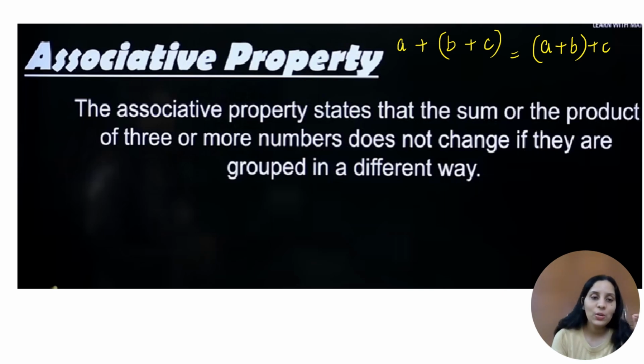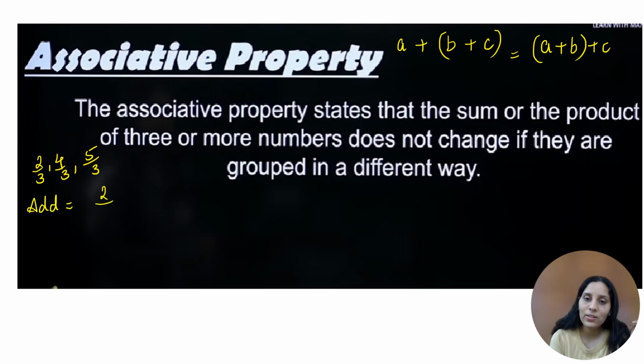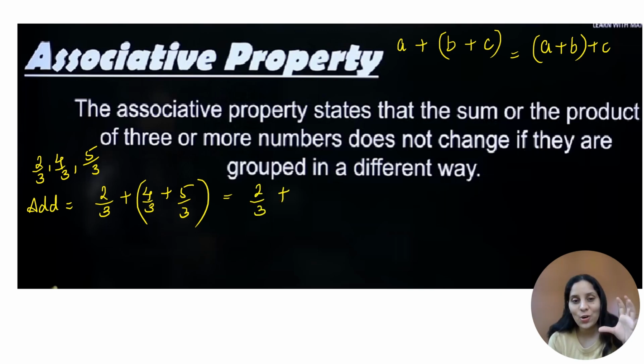Now let us just see one example. Let me take the values of A, 2/3, 4/3 and 5/3. Okay. So now let us see addition. So 2/3 plus 4/3 plus 5/3. So I am grouping 4/3 and 5/3 first. So 2/3, as we know that the bracket part is always solved first. 5 plus 4 is 9/3 and then we end up having 11/3.